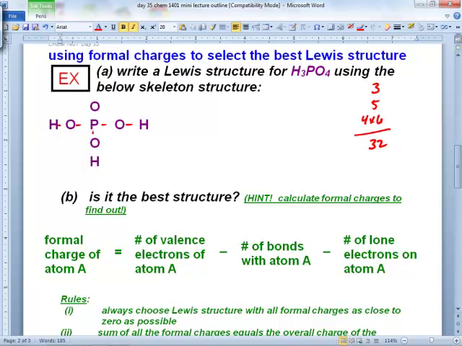Okay. How I like to do stuff, I just like to get there as quick as possible. So I'm going to make octets, connect everything, make octets on everything. Anything left over, put on the center atom. But first, let's figure out how many I used up. If I have any left over, I'll put them on the P. So 2, 4, 6, 8, 10, 12, 14, 16, 18, 20, 22, 24, 26, 28, 30, 32. Used all 32.